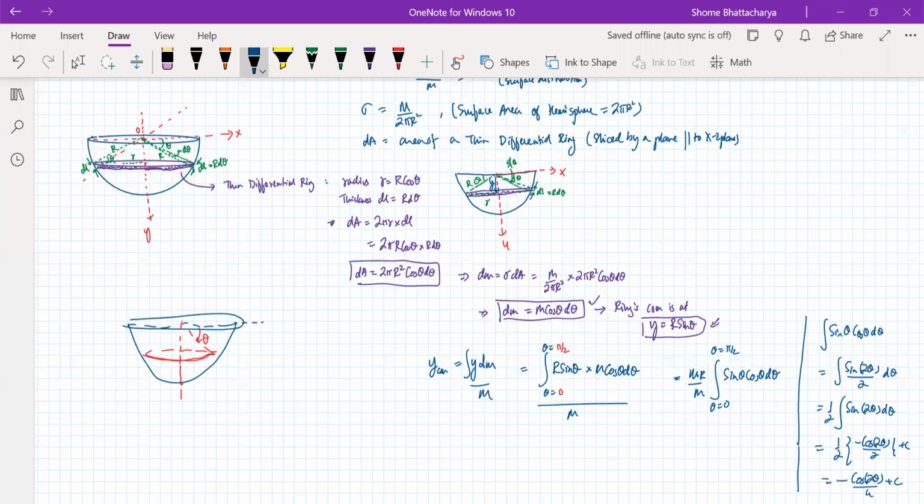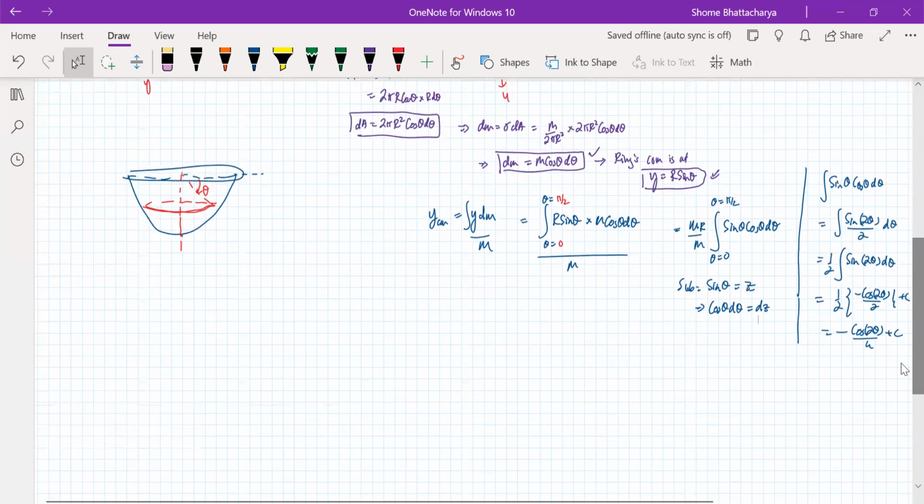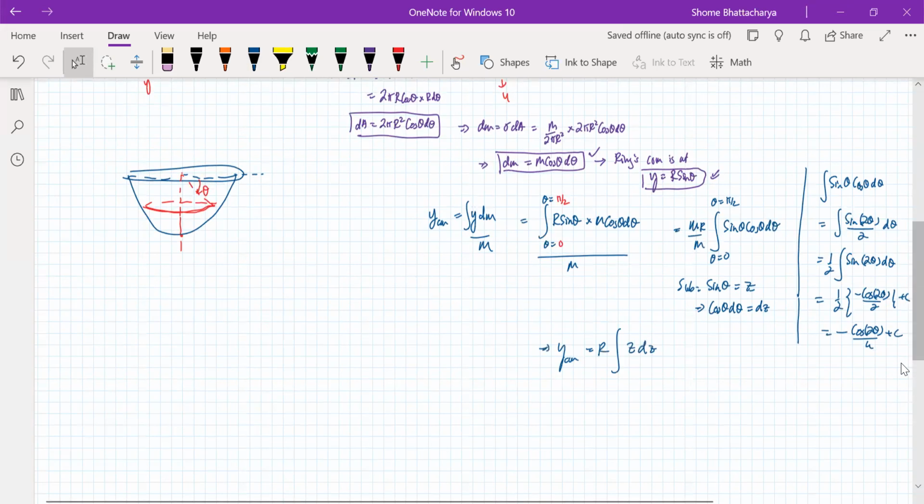Another method we can use is the one I'm going to use here: we can substitute sine theta as z. So cos theta d theta becomes dz. So the integration becomes z dz type of integration. That's also a very convenient way of doing this. So r into sine theta cos theta: sine theta we write as z and cos theta d theta as dz. When theta is equal to 0, z becomes sine 0, so it is 0. And at theta equal to pi by 2, z becomes sine pi by 2, so that's 1.